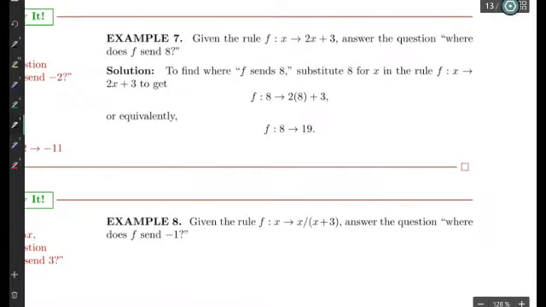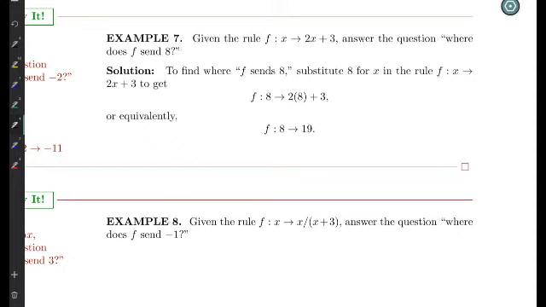Alright. So here's a rule. f takes x, multiplies 2 to x, and then adds 3 to that product. So where does f send 8? Well, f sends 8 to the number that you get from multiplying 2 to 8 and then adding 3. 2 times 8 is 16. 16 plus 3, yeah, that's 19.